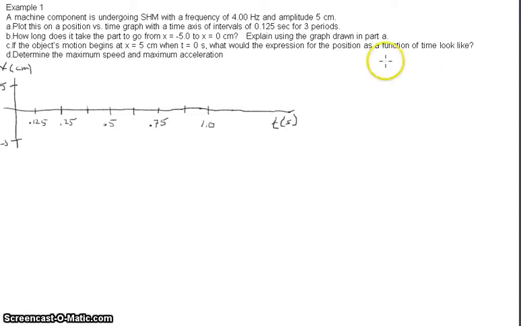Okay, so if we look at this, we have 4 Hz, so that would be the frequency, which is 4 cycles per second. So we know the frequency here is 4 Hz, or 4 cycles per second.